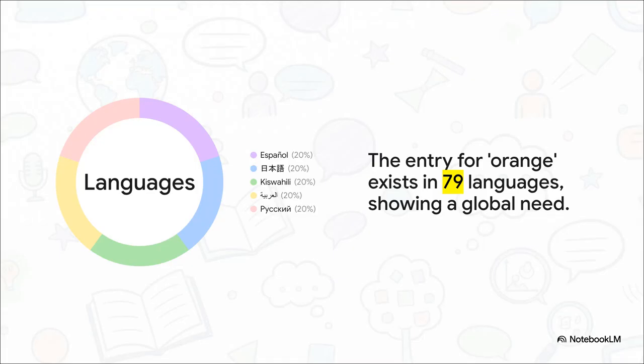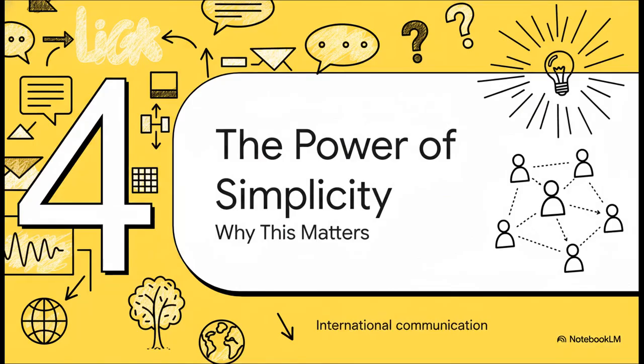The Wiktionary page for orange lists translations in 79 different languages, from Spanish and Japanese to Kiswahili and Arabic. This just highlights the global need for a system like Basic English, a kind of common ground for understanding. So we started with one simple word, and we've uncovered an entire linguistic system.